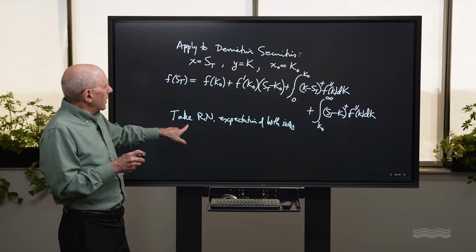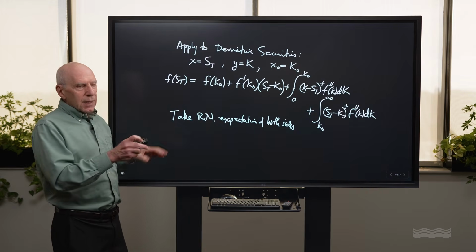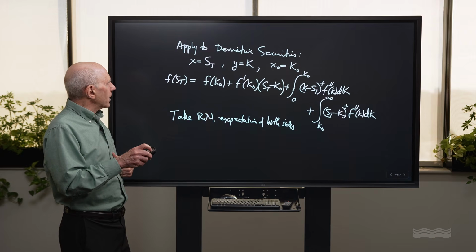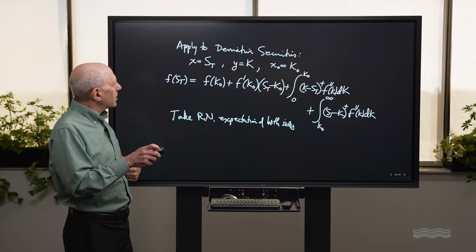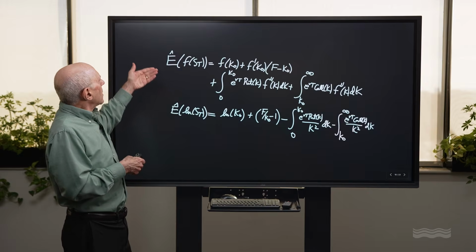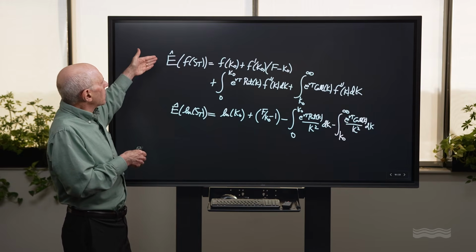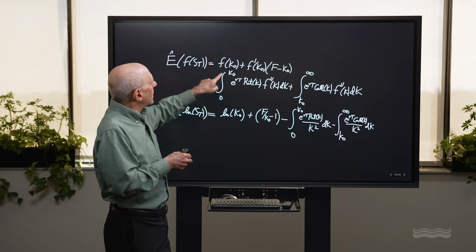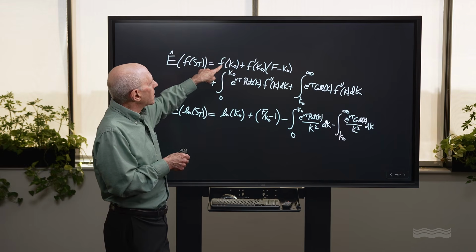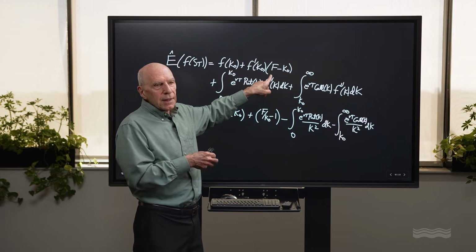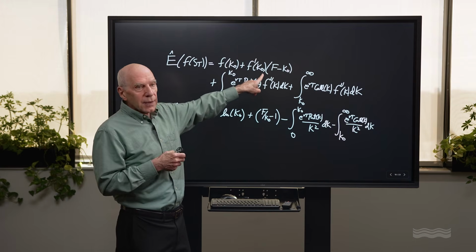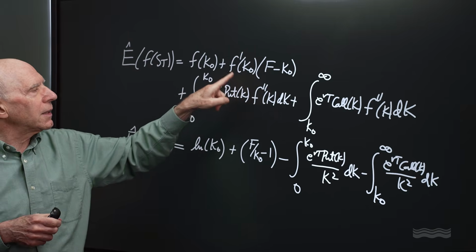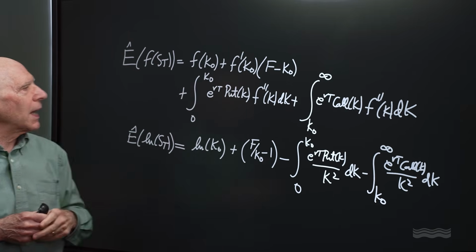So now we want to take the risk-neutral expectation of both sides, and this is where we're going to do pricing of things, option pricing, or derivative security pricing of general derivative securities. So E hat, the risk-neutral expectation of f of ST, is then the expectations of these. Well, this is a constant, so that's its expectation. ST in the risk-neutral world has expectation the forward price. So this is f prime of k naught, F minus k naught.